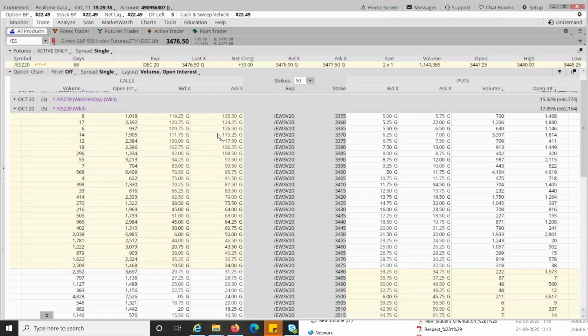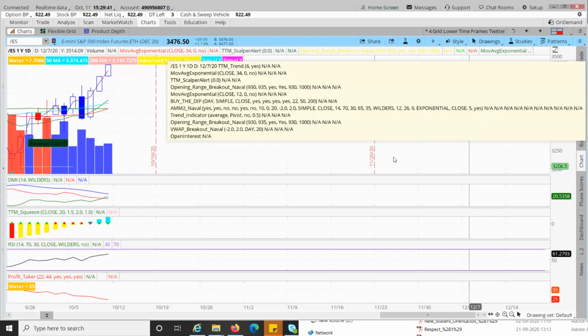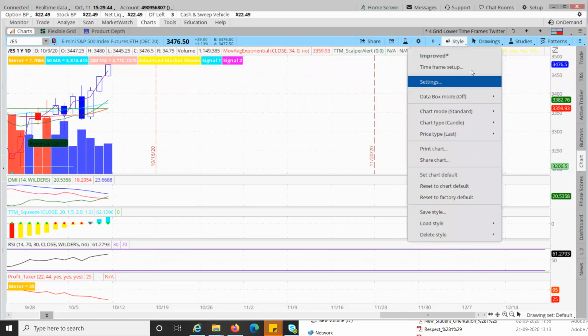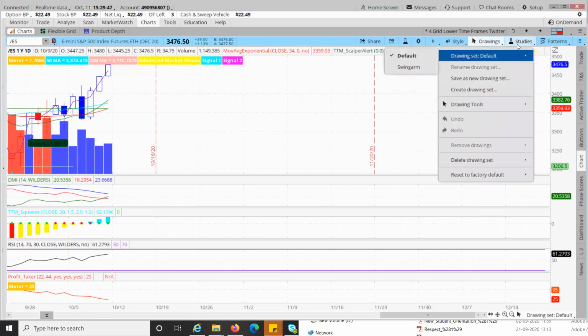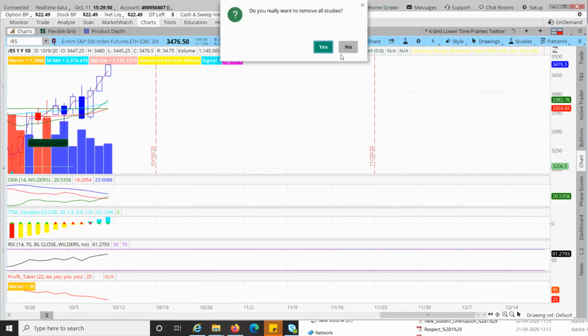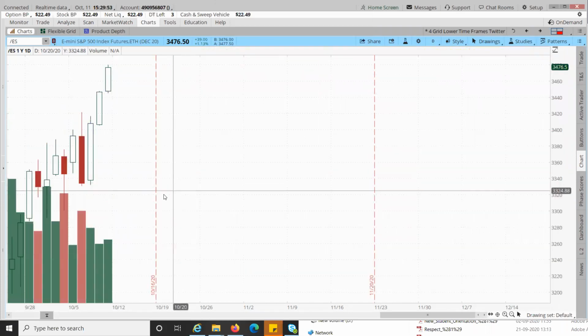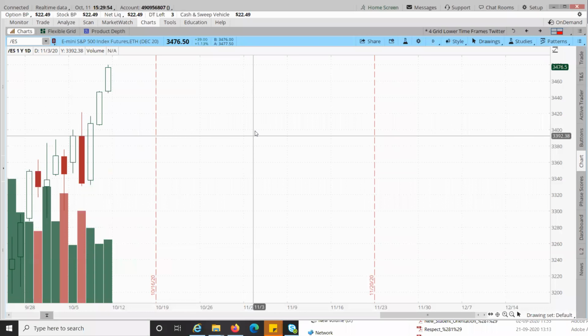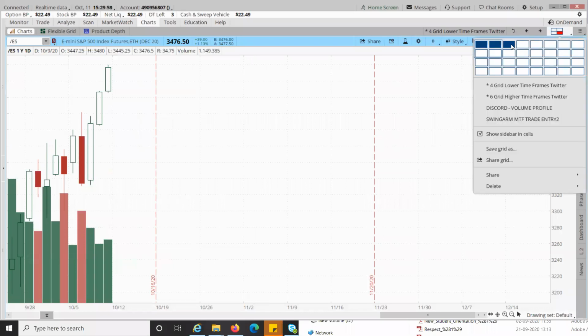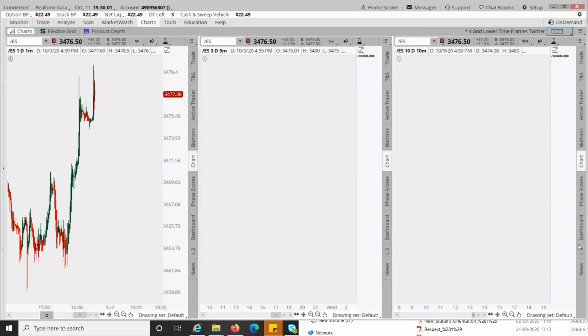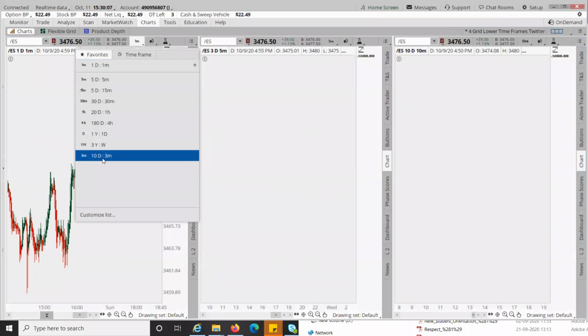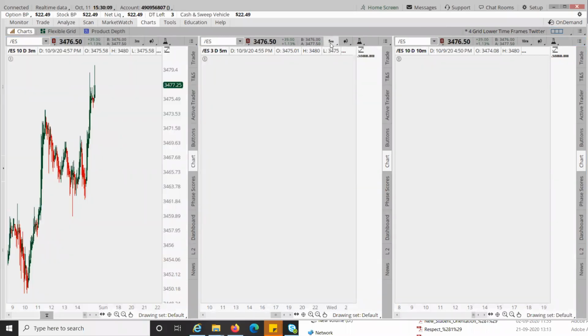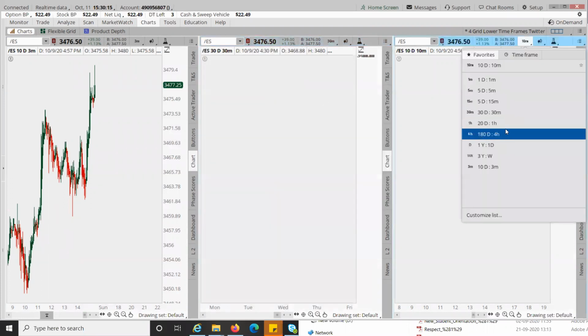Okay, now let's go to the futures charts. Let me clean up everything here. The first and foremost thing you need to do, when you're doing futures, is have 3 windows aligned next to each other. One is for 3 minute, and I will explain why. One is for 30 minutes, and one is for 1 day.